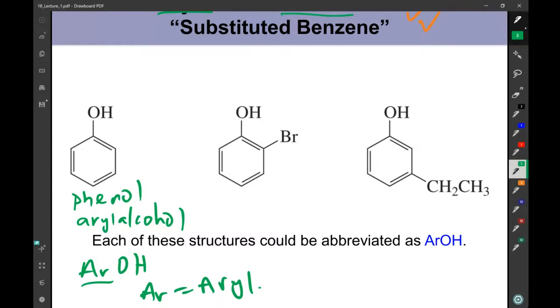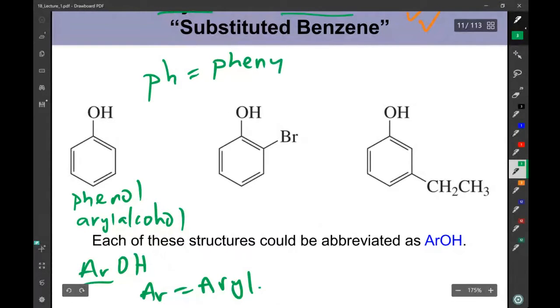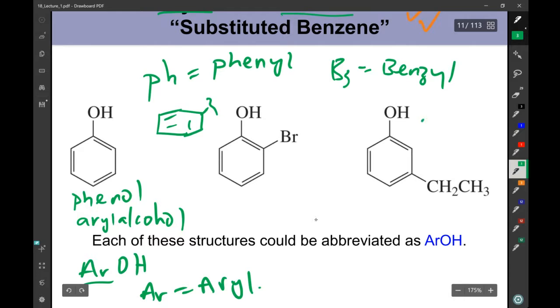Okay, and remember, Ph also. Ph stands for phenyl. We've talked about it last time. And Bz stands for benzyl. The phenyl group corresponds to this group here, whereas the benzyl group corresponds to that group over there. So that's good for us to remember.